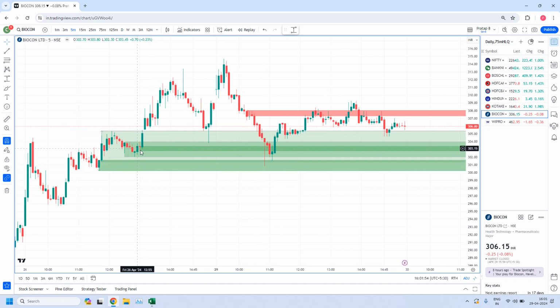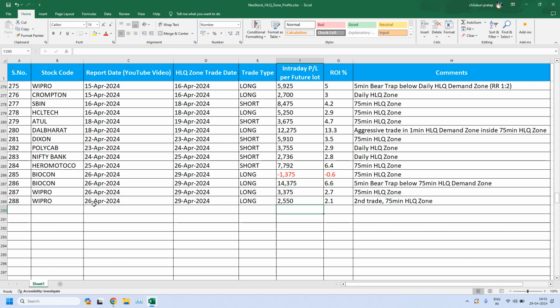Okay, how much loss it has given and how much profit it has given? Let us look into both. So Biocon has initially, when the 5 minutes fine-tuned zone is violated, given a loss, the stopped out trade, 1,375 rupees loss, which is a negative ROI of 0.06%.